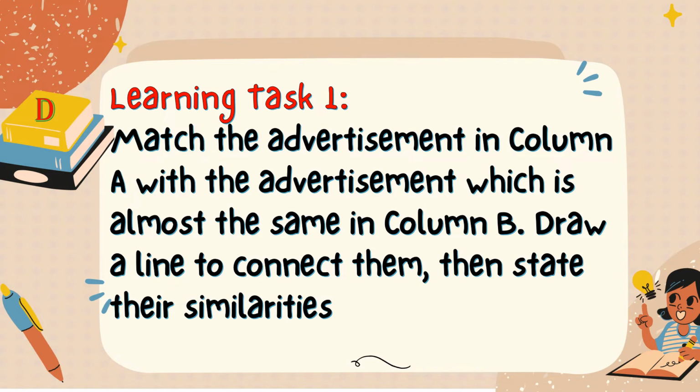So let us have learning task 1. Here you are going to match the advertisement in column A with the advertisement which is almost the same in column B. So you are going to draw a line to connect them, then state their similarities.